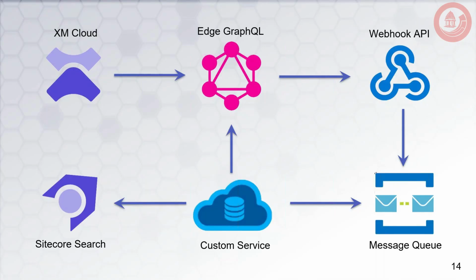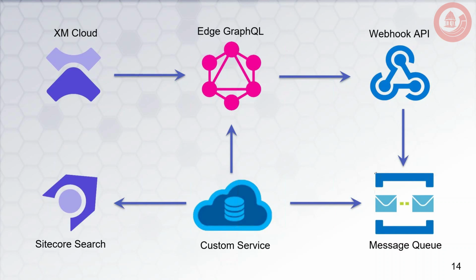So to summarize, how did we achieve this? Here is the flow diagram covering each element and the system with their specific role. So we have XM Cloud where content is being managed, then Experience Edge where published content is persisted, then we have a webhook to get notification of availability of new or modified content.